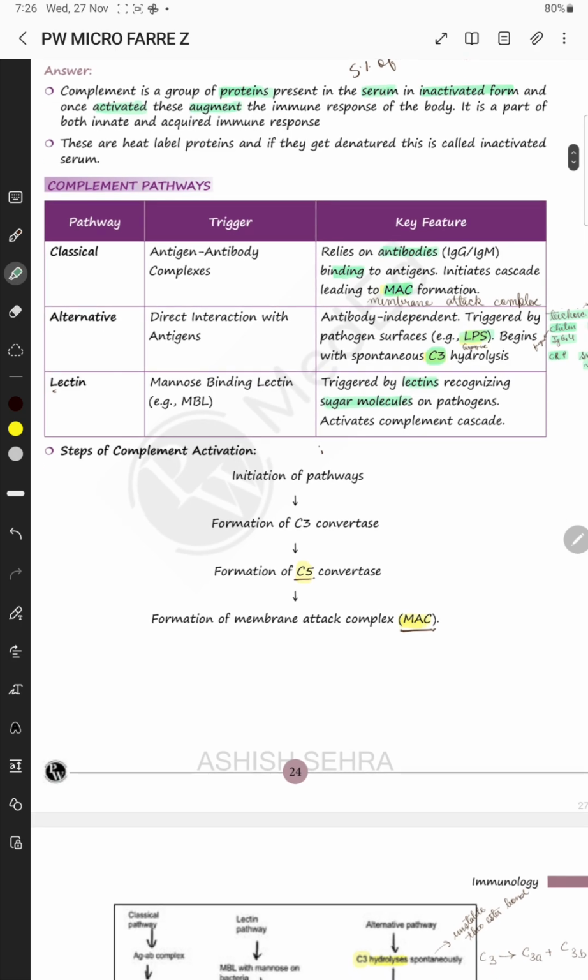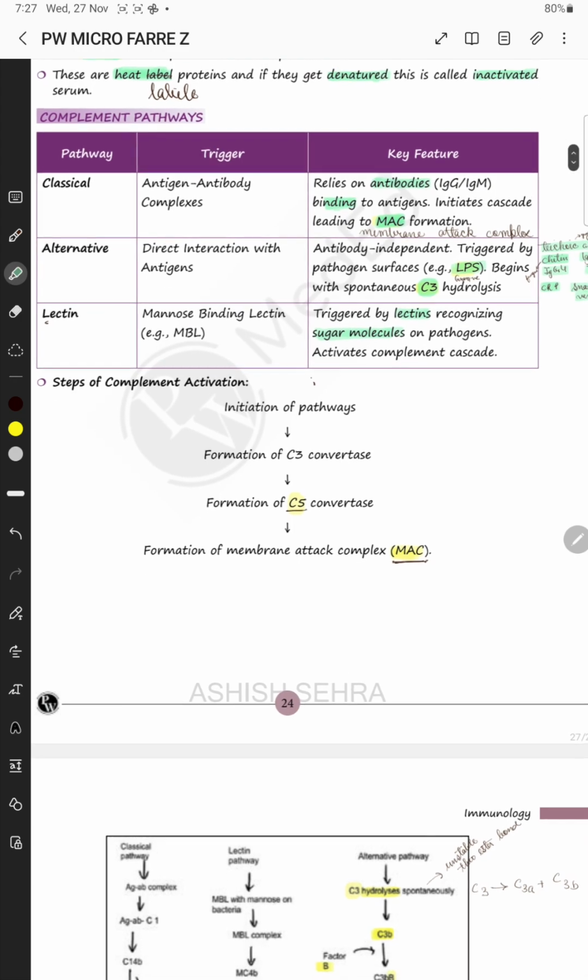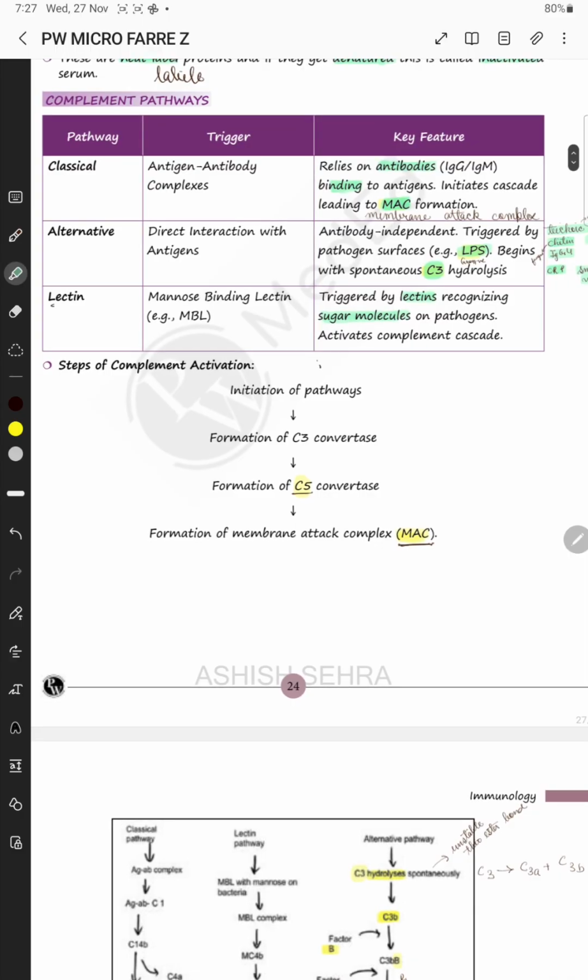The immune response will be started, and it is a part of both innate and acquired immune response. Innate and acquired immune responses are linked to each other, and the complement pathway is the best example that links both of them. These are heat labile proteins. Heat labile means at high temperature they will get denatured, and when denatured, they will be converted to inactivated form. So generally these complement proteins are in inactivated state in the serum.